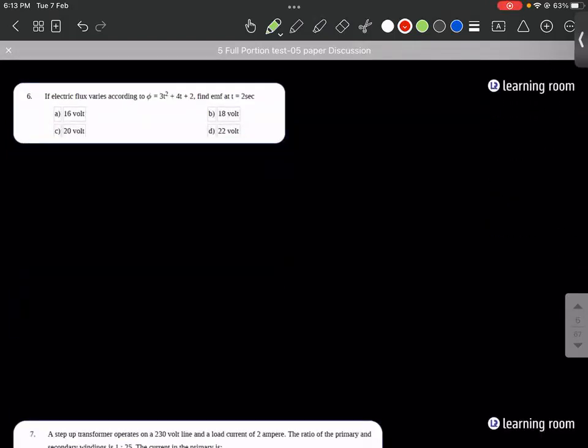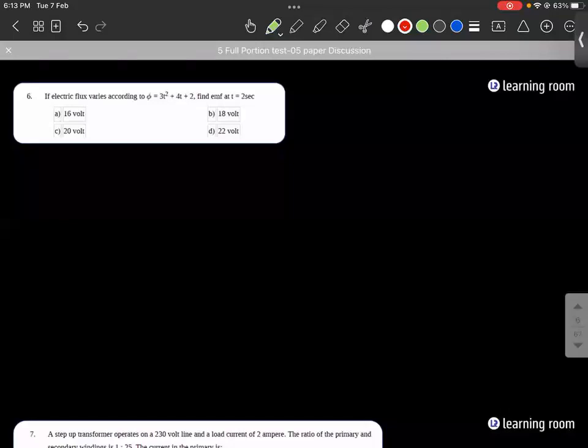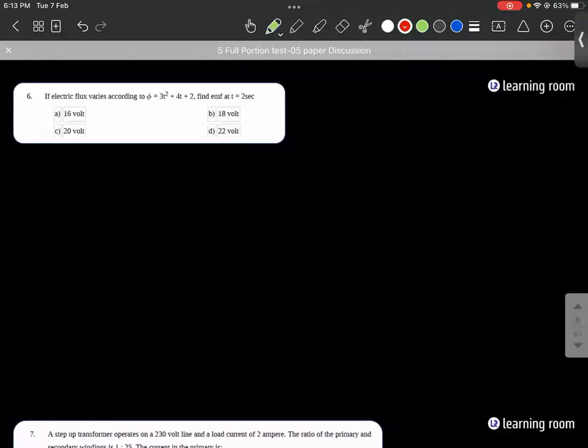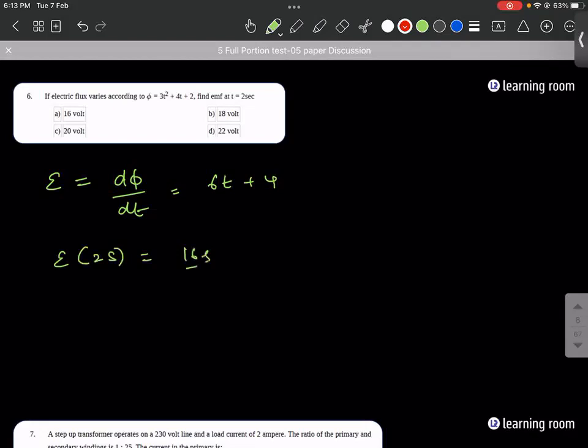If the electric flux varies as phi is equal to 3t square plus 4t plus 2, and the EMF at t is equal to 2 seconds. So EMF is equal to d phi by dt. I'm taking only magnitude. Right? So it will be 6t plus 4. So EMF at 2 seconds will be equal to 16 volt.